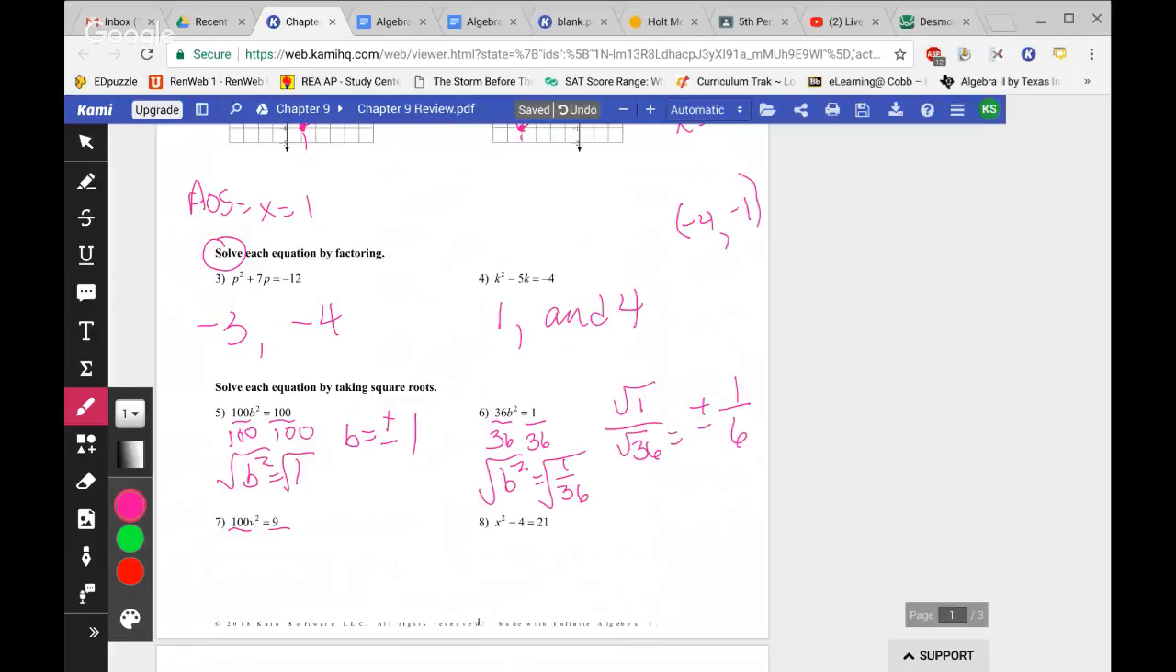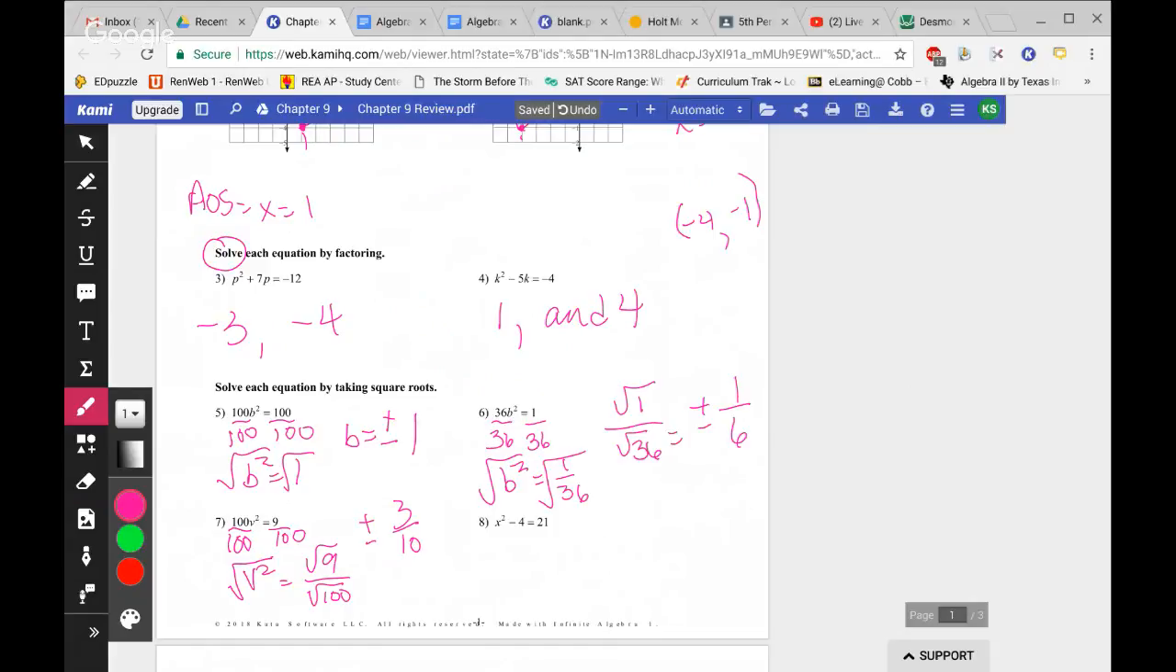On number 7, to isolate the v squared variable, you're going to divide both sides by 100. And now you have v squared equals 9 over 100. When you take the square root of v squared, you have the square root of 9 over the square root of 100, which gives you plus or minus 3 over 10.